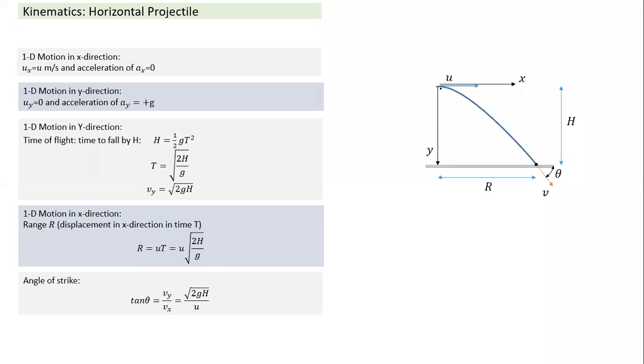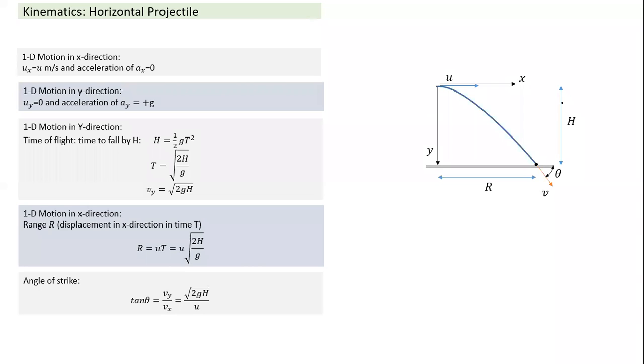What changes have we made? We have only made a change in the y direction: we have taken downward as positive. We could have taken upward as positive as well, it would not make any difference. In that case, what will happen? Displacement as well as acceleration both will become negative, and the y component of velocity also will become negative. If we take the downward direction, all parameters in the y direction are positive.